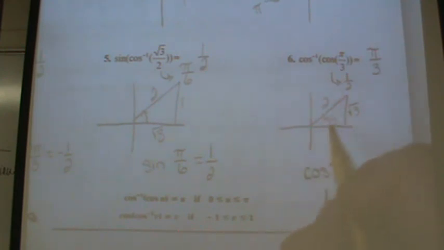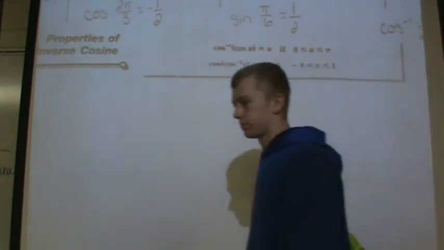When we do that, we get our pi over 3 back, because we want to know what angle has an adjacent side of 1 and a hypotenuse of 2, and that's our pi over 3. And again, that's these properties down here. If you take the inverse cosine of the cosine function, as long as your angle is between 0 and pi, you should get that angle back. And if you're taking the cosine of the inverse cosine of a ratio, as long as that ratio is between -1 and 1, you'll get that ratio back.